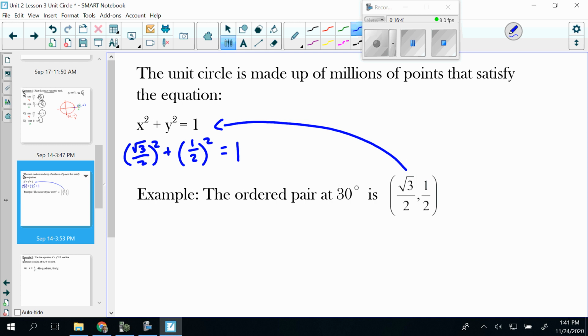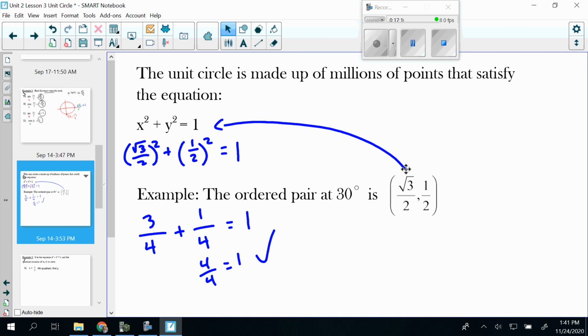And just to do that, I'll show you here. Let's square both of those. So if I took and squared both top and bottom number here, bottom 2 squared is 4. If I square the top, square root of 3 squared is just 3. If I square the second one, 1 squared is 1. 2 squared is 4. If I add up 3/4 and 1/4, I get 4/4, which is the same as 1. You can see that it does in fact work.